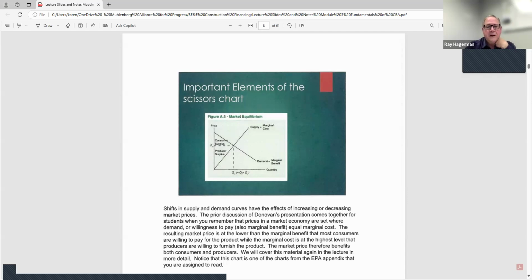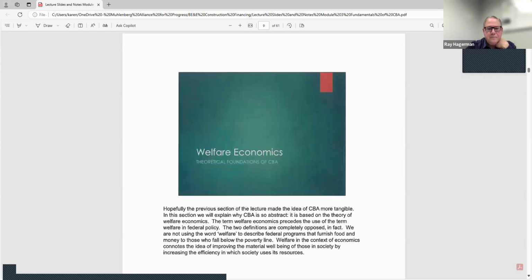I just wanted to reiterate the elements in the scissor chart that show where the consumer surplus is and where the producer surplus is. At the equilibrium point, as you will see, anything below that line of equilibrium inside of the supply curve is producer surplus, and anything inside of the supply and demand curves that is above the price is consumer surplus. So let's talk a little bit about welfare economics.